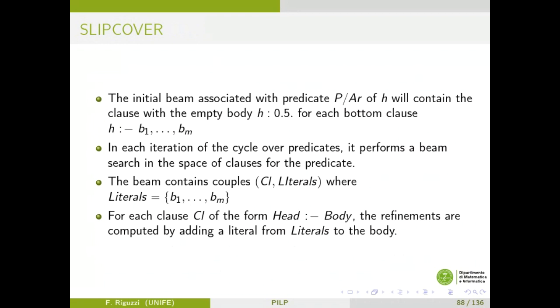Basically, SLIPCOVER performs a beam search for each predicate that can appear in the head, and starts with a clause with an empty body with the atom H of the head of the bottom clause. The beam contains couples of clause and literals, where literals are those of the bottom clause. And at each iteration, the refinements are formed by adding literals to the body.